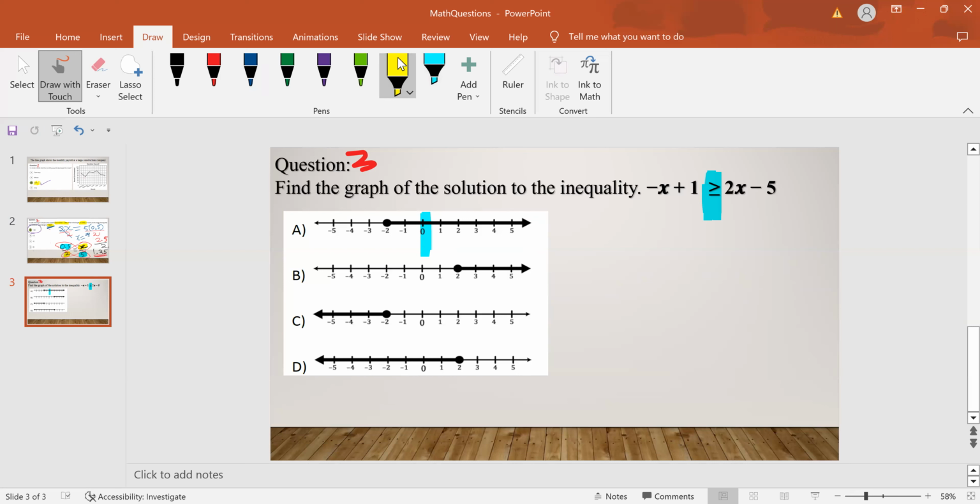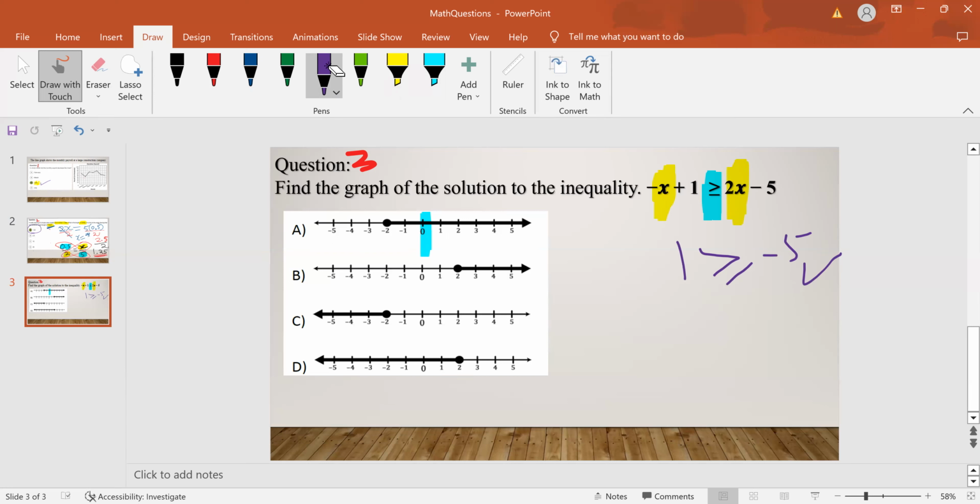If you replace x by 0, negative x is negative 0, which is just 0. And 2x means 2 multiplied by 0, which is also 0. So now, if you replace x by 0, can we say that 1 is greater than or equal to negative 5? Yes. If you are not familiar with this, you cannot use this first method.